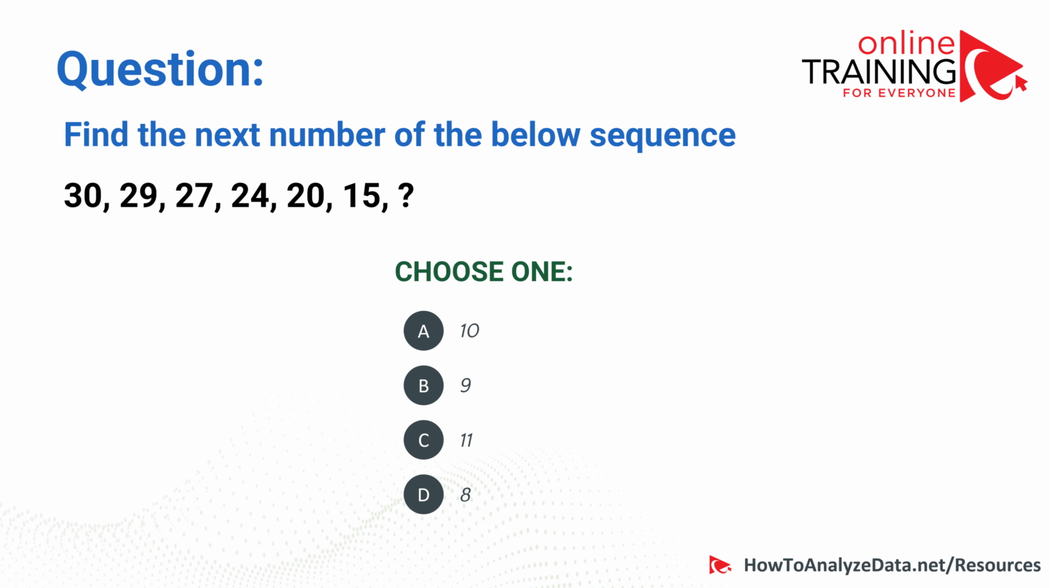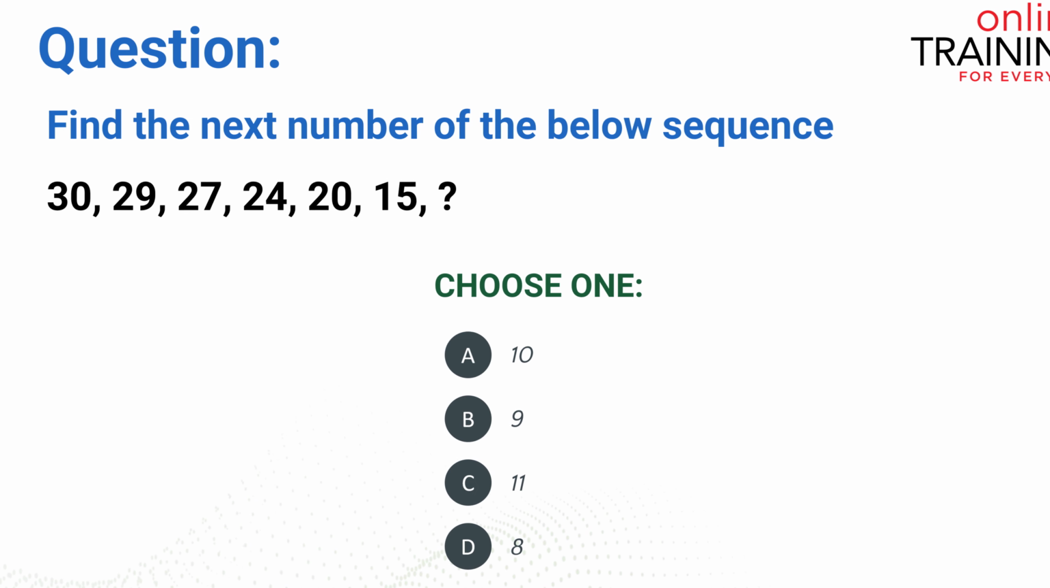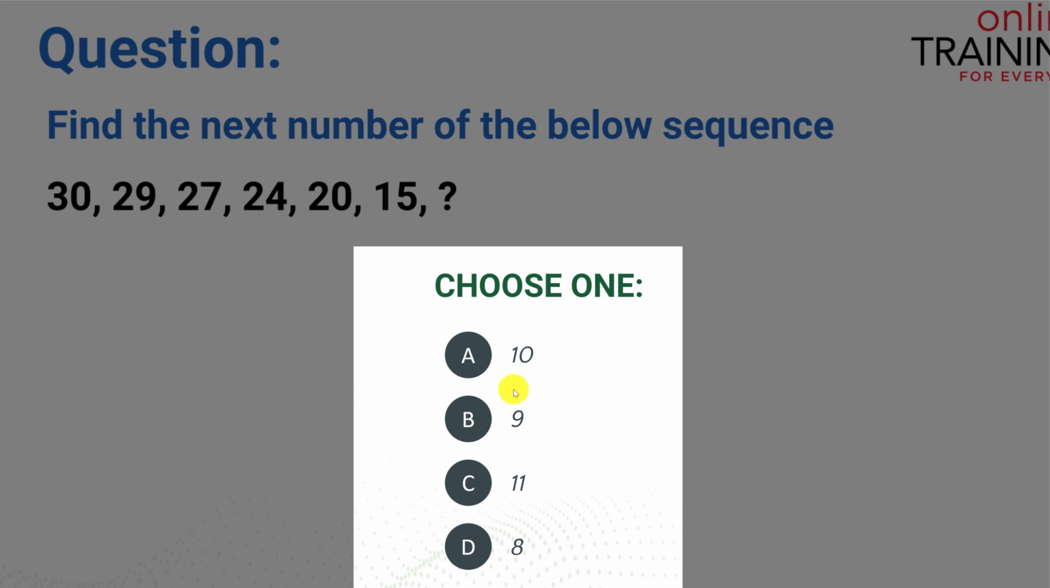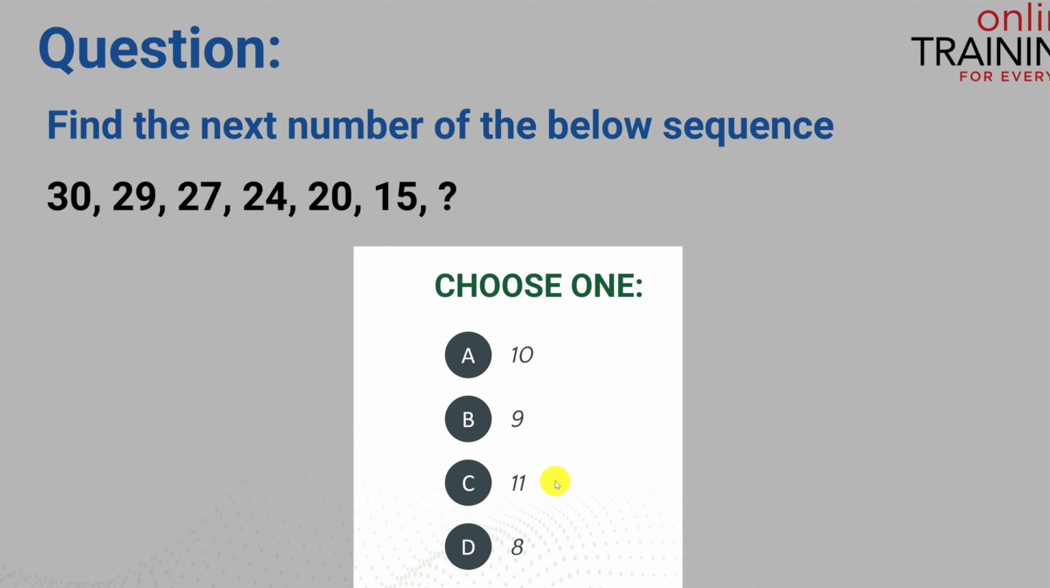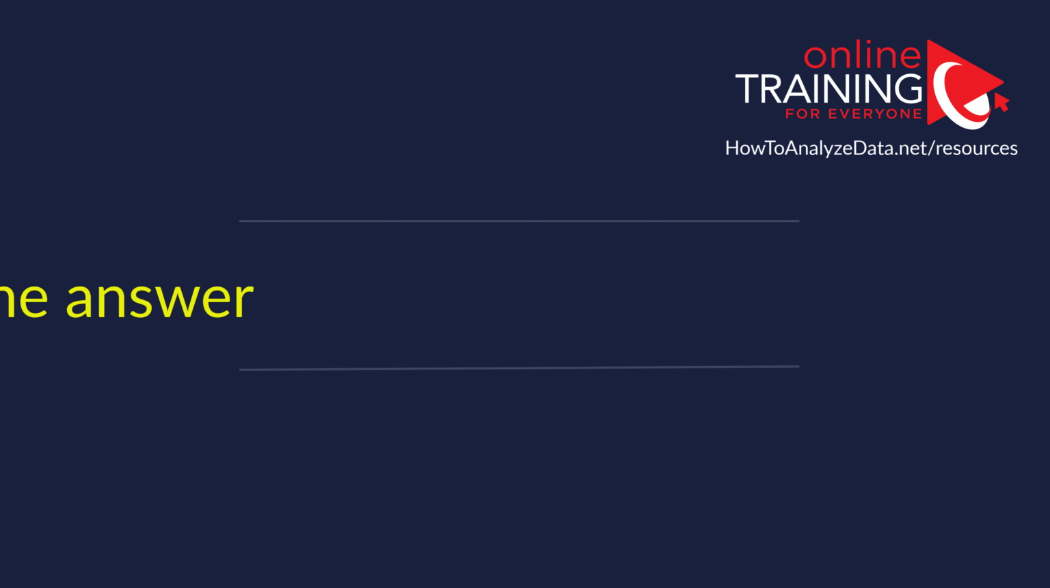So here's the question, which is frequently used as part of numerical reasoning and logical reasoning tests. Find the next number of the below sequence. And you have a series of numbers 30, 29, 27, 24, 20, 15, and you have 4 different choices: 10, 9, 11, and 8. Which one do you think is right? And how would you even approach answering something like this?